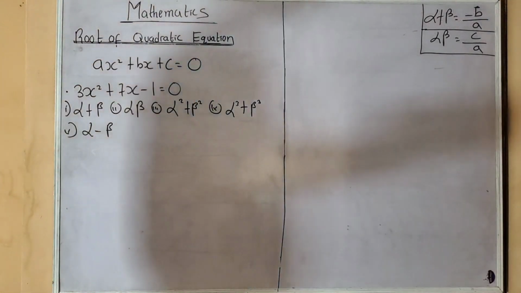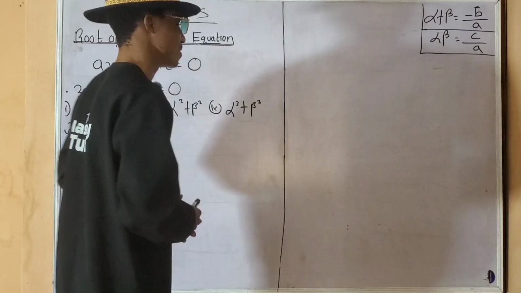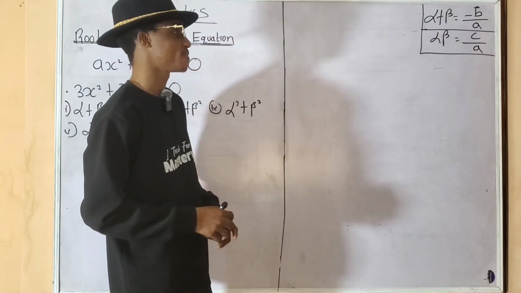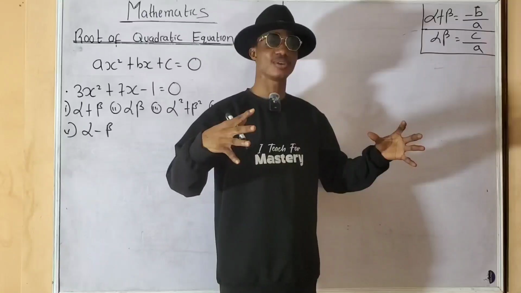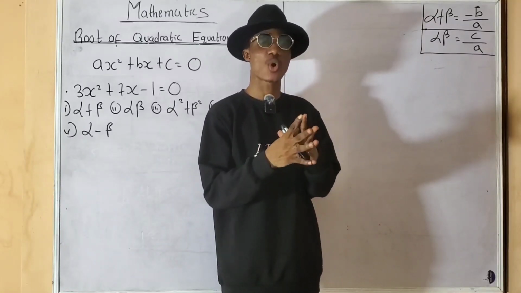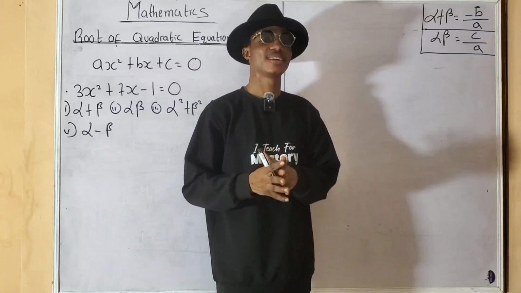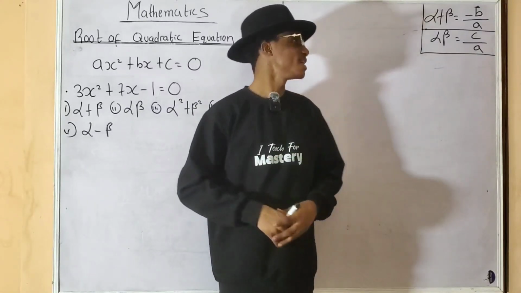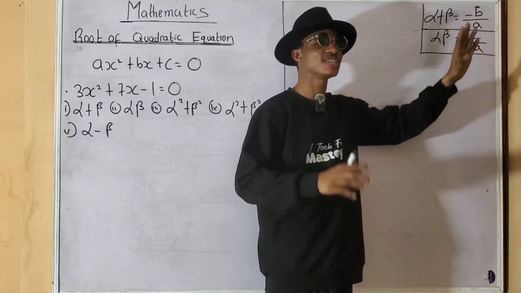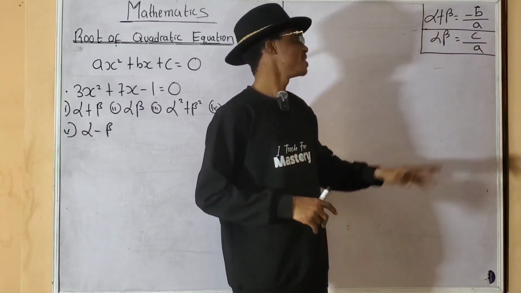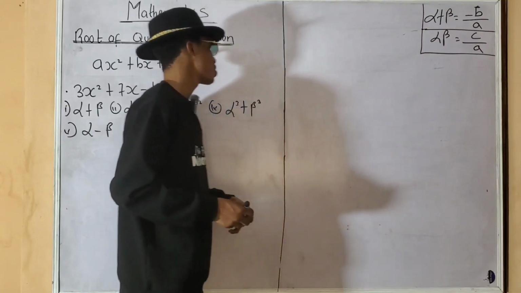Okay, please pay attention. You can see the importance of the formulas that we derived earlier from the sum and the product of the roots of the quadratic equation. You will see the importance now. We obtained the sum of roots as what? Negative b over a. Are you following? Now we obtained the product of the roots as what? c over a.